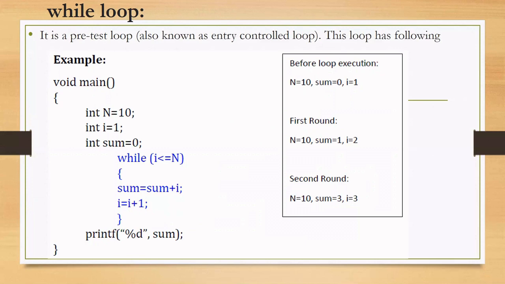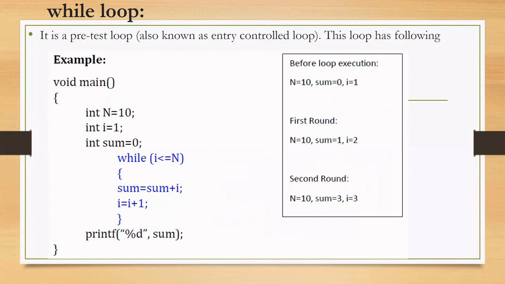What is the condition here? i less than or equal to n. At my first iteration, you can see here, in the first round, n is 10 and i is 1. 1 is less than or equal to 10. Yes, it is true. Once it is true, automatically it comes to the sum: sum is equal to sum plus i.